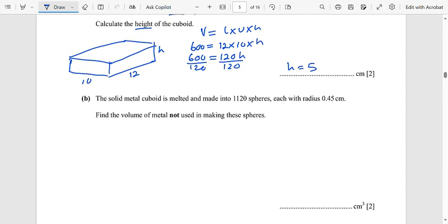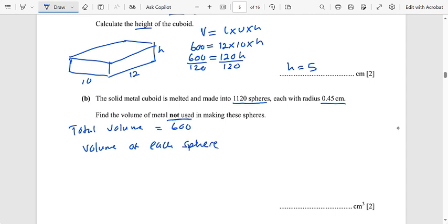On part B, the solid metal cuboid is melted and made into 1120 spheres, each with a radius of 0.5 centimeters. So we are to find the volume of the metal that is not used in making these spheres. So first we need to find the volume that was used to make the spheres. So we know that the total volume of the cuboid is equal to 600. So we need to find the volume of each sphere.